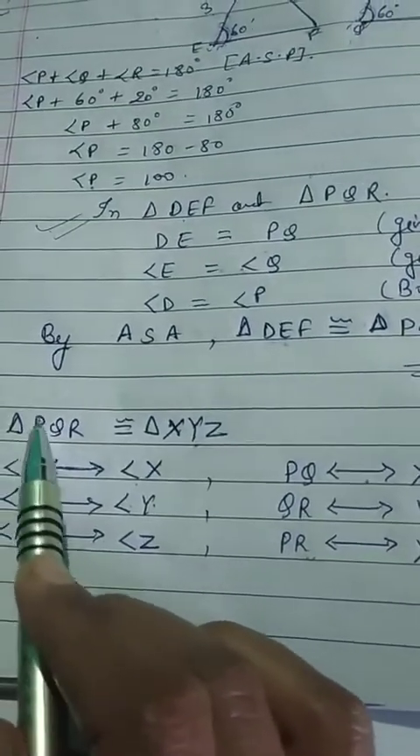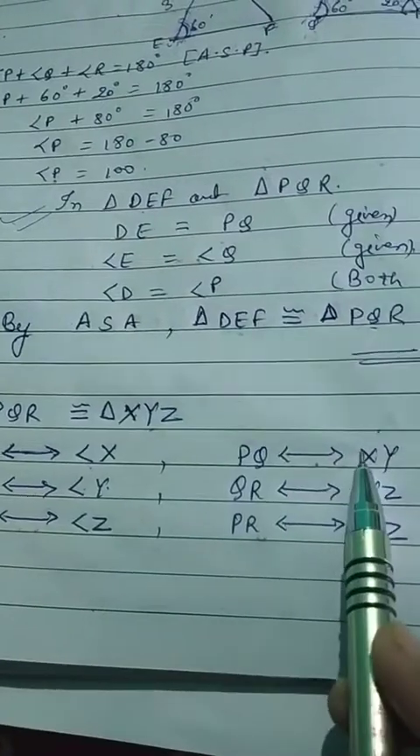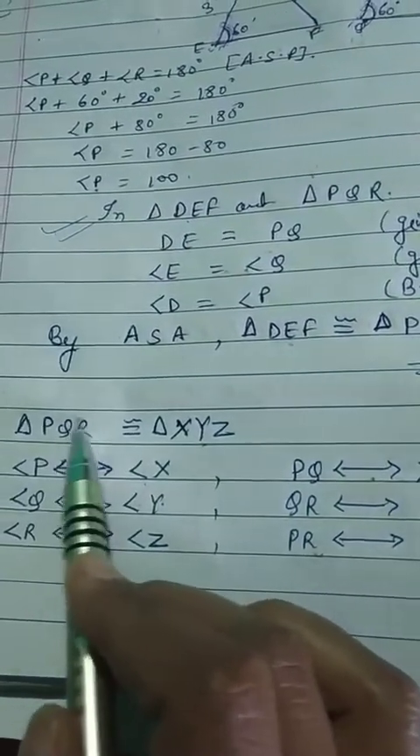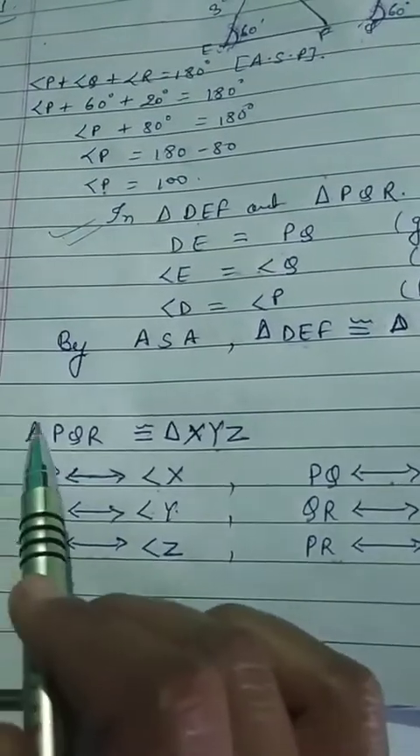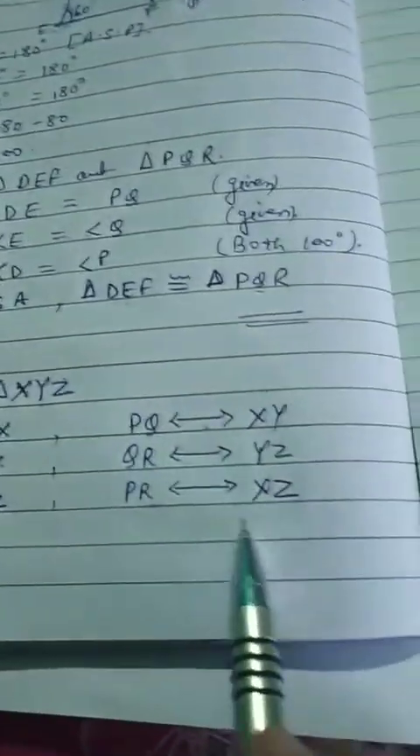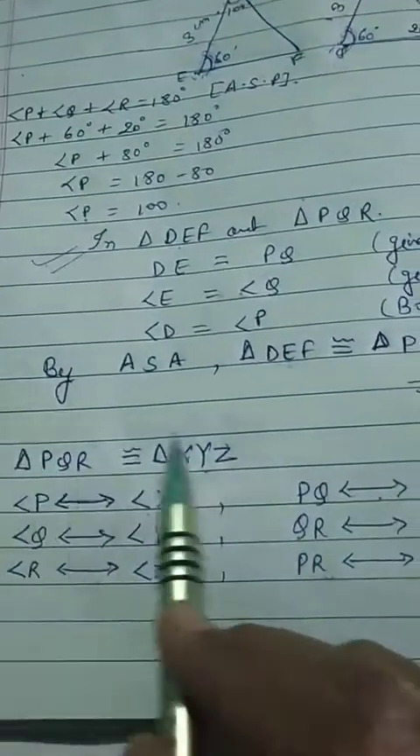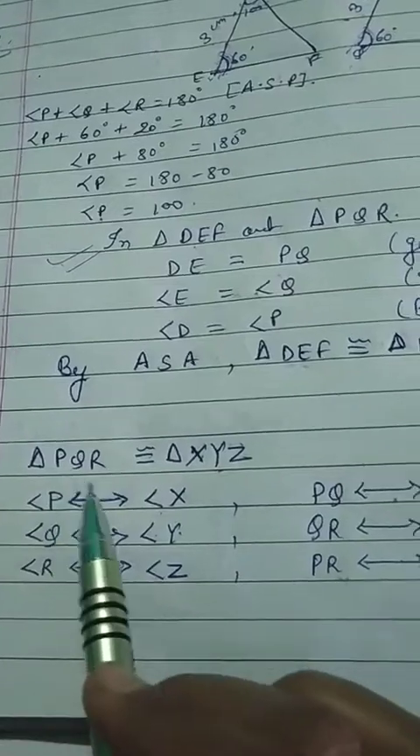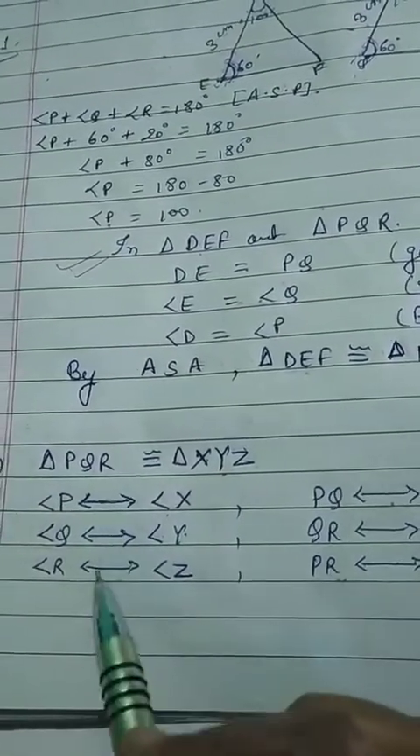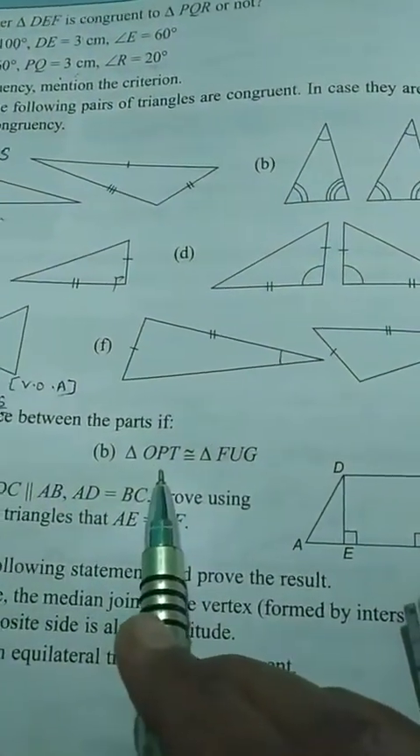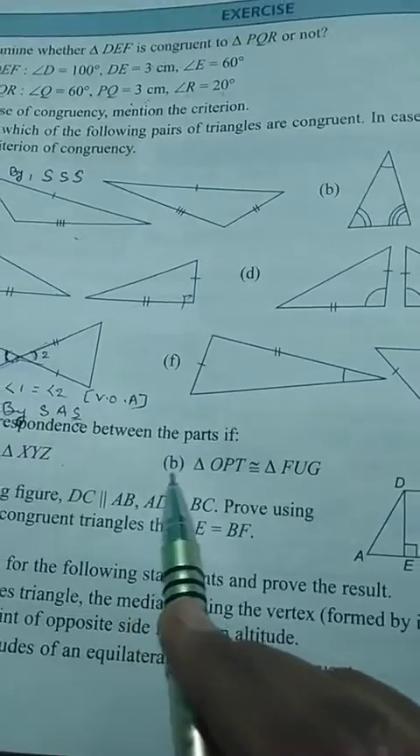Similarly, about sides, PQ, XY, both are equal. QR, YZ, both are equal. PR and XZ, both are corresponding sides. Okay, similarly, 3 number B, you can do it just like this. Okay, this is your homework.